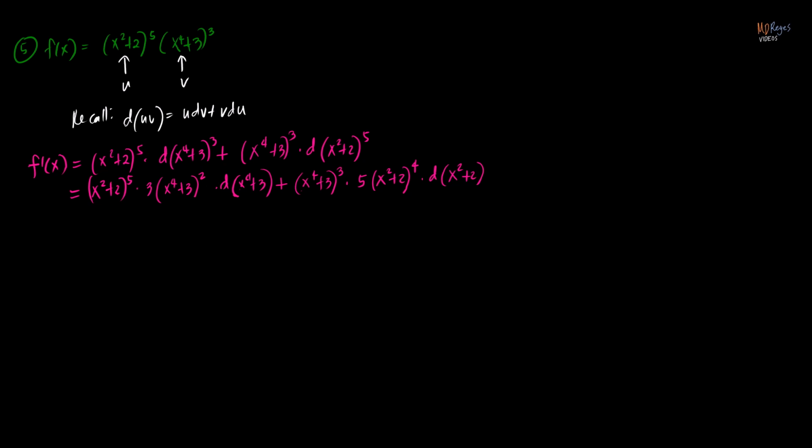Okay, we're not done yet with the differentiation when we have d in our answer. So copying again, x squared plus 2 to the fifth, times 3 x to the fourth plus 3 squared, times the derivative of x to the fourth plus 3 with respect to x using power rule. For the derivative of x to the fourth, it's 4x cubed, plus the derivative of 3 is 0, so we don't need to write that anymore.